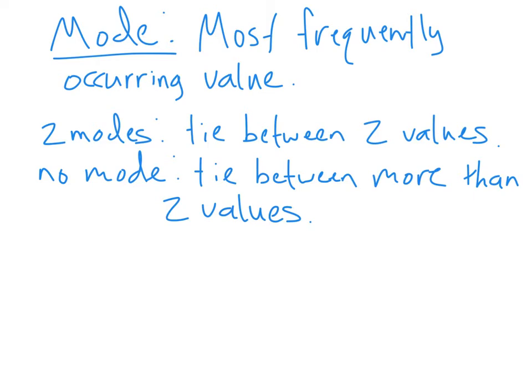So you can't have 3 modes, you can't have 4. This also covers the case where if all of your values only occur once, well then technically they're all tied for the most frequently occurring, right? Obviously, we're just going to say no mode in that case as well. So your 3 options are 1 mode, 2 modes if there's a tie between 2, or no mode if there's a tie between more than 2 values.